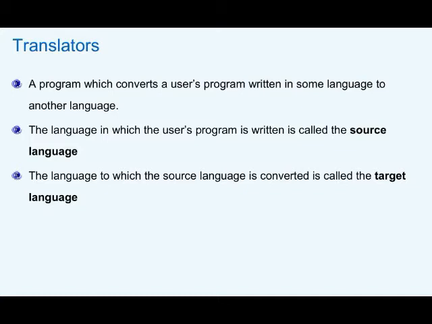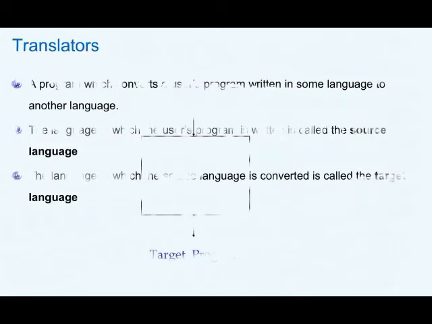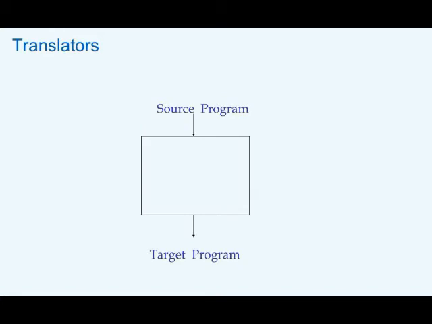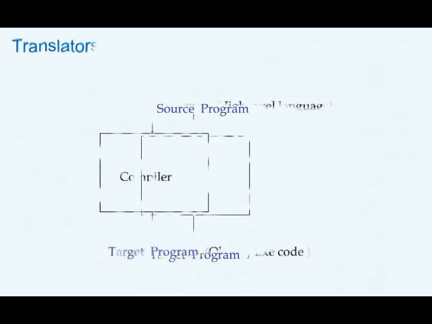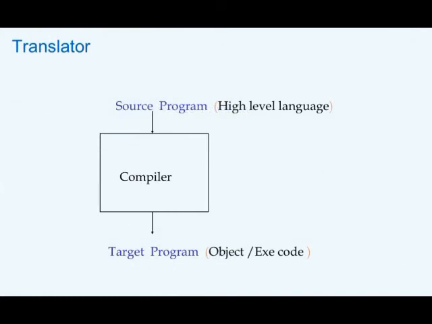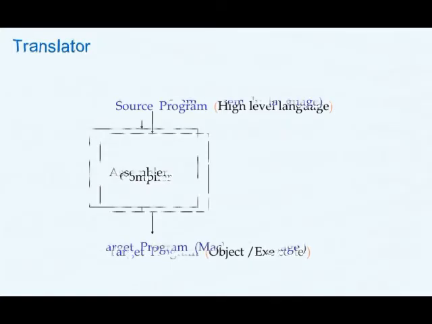So translator is a program which converts the user program written in some language to another language. When we say a program written by the user, we say it is written in source language, and when it is getting converted, we say it has been converted into a target language program. So now let us look at translator in more detail. When we discussed the translator, we said it takes a source program and converts it into a target program. Now let's see what are the different types of translators which are available.